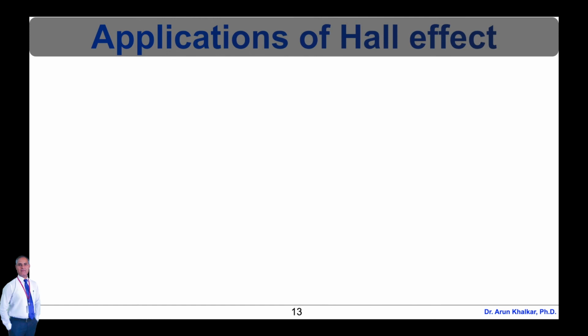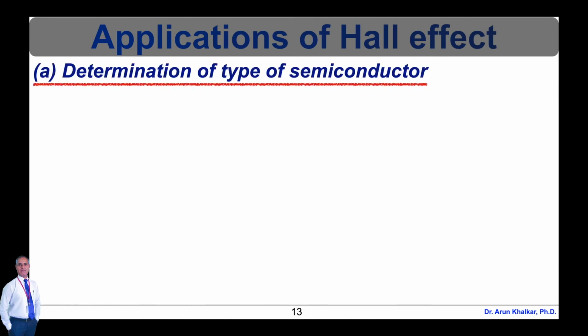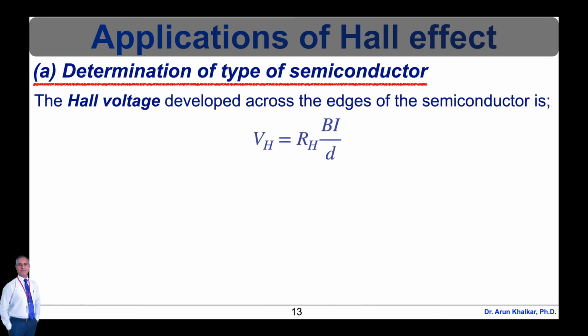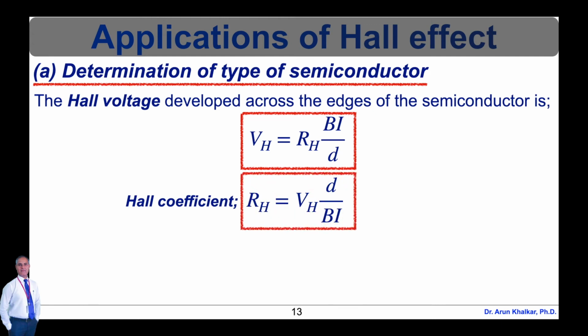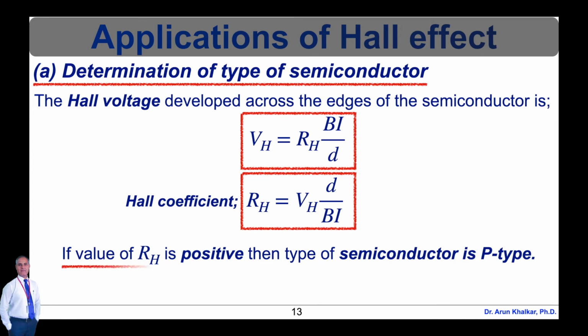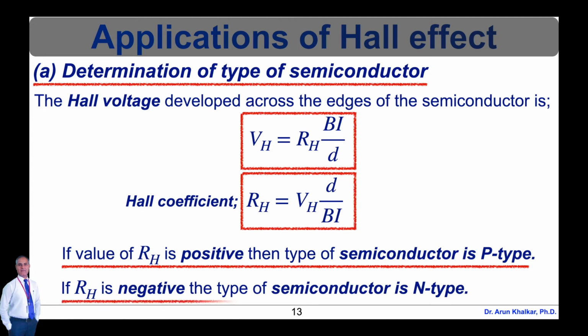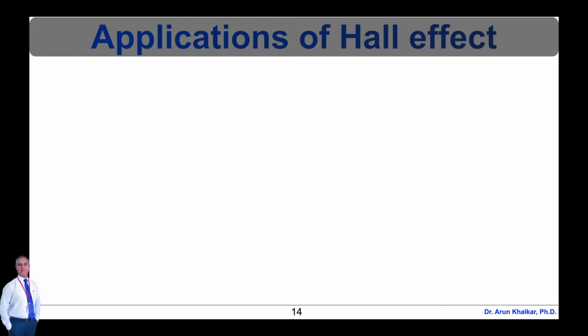Now let's see the determination of type of semiconductor. The Hall voltage developed across the edges of the semiconductor is written as VH is equal to RH into BI upon D, where Hall coefficient RH, by rearranging the above equation, is equal to VH into D upon BI. If the value of RH is positive, then the type of semiconductor is P-type. Whereas if the RH is negative, the type of semiconductor is N-type. So from this equation, we can easily determine the type of semiconductor.